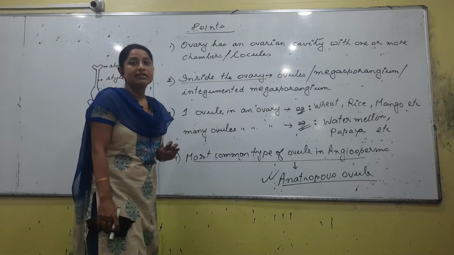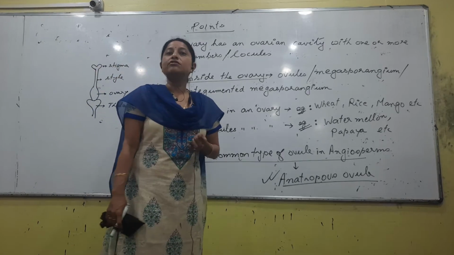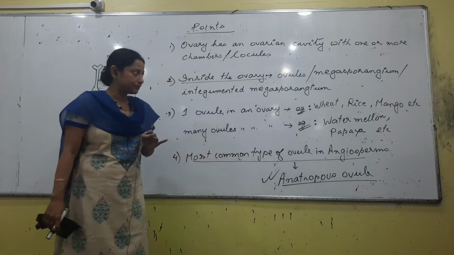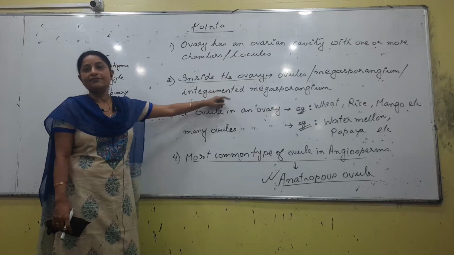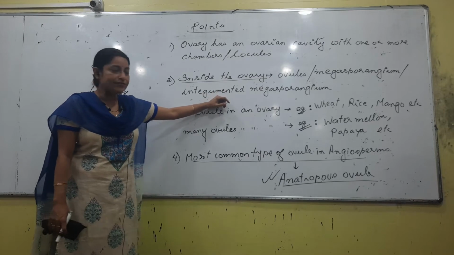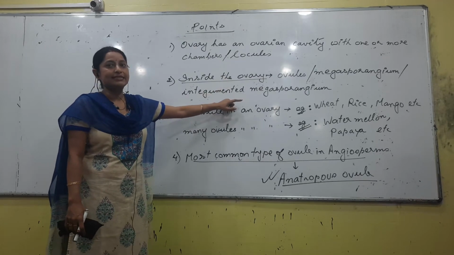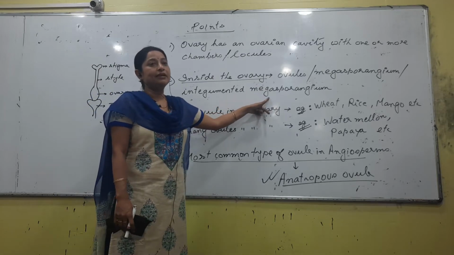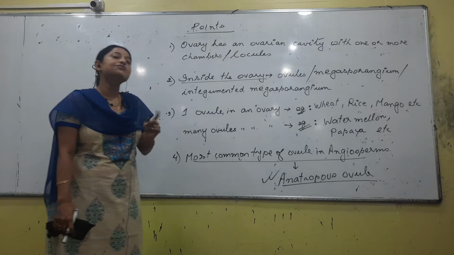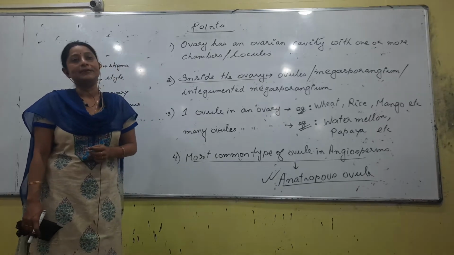As far as Megasporangium is concerned, we have seen it in different plants. In pteridophytes also we have seen Megasporangium, right? In bryophytes also we have seen Megasporangium, right? Sorry, in gymnosperms and pteridophytes we have seen the word Megasporangium, but in angiosperms Megasporangium is present, but the proper word is integumented Megasporangium. Because it has integuments, whereas in pteridophytes, where Megasporangium was present, there were no integuments. Okay?